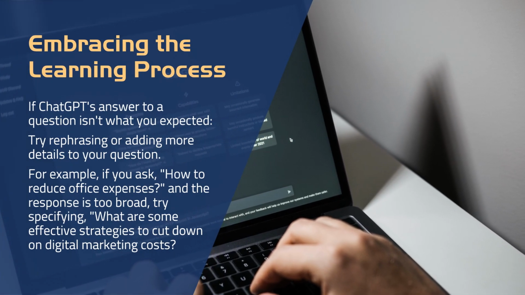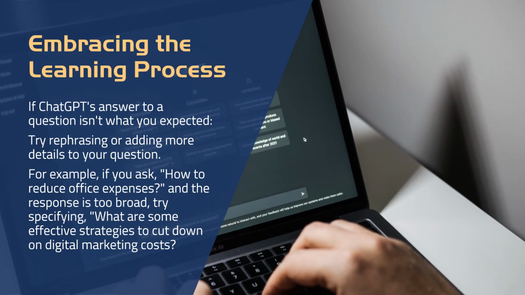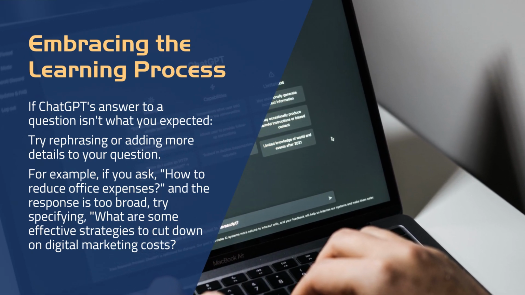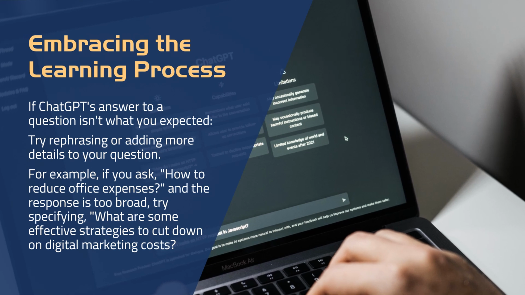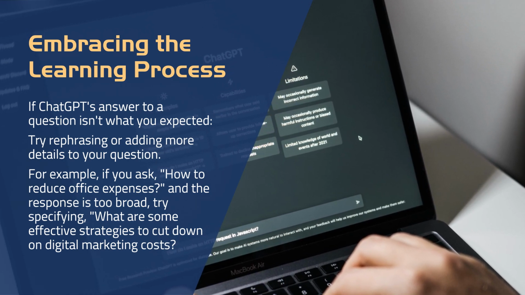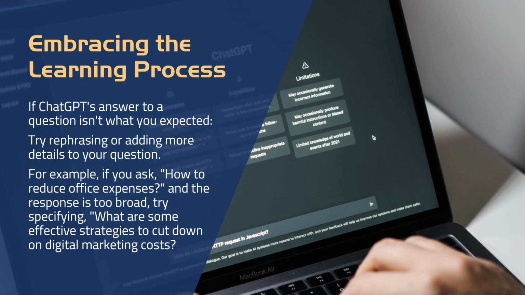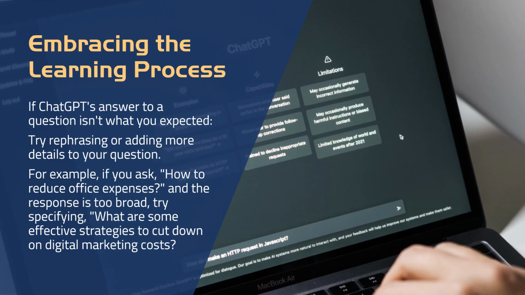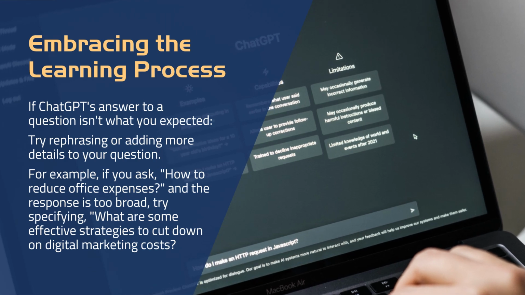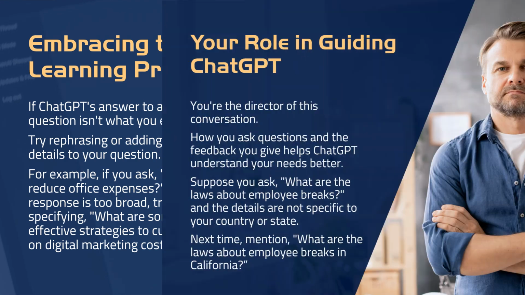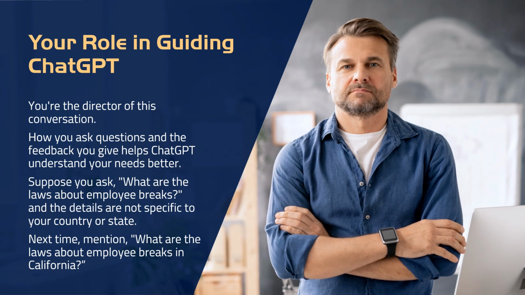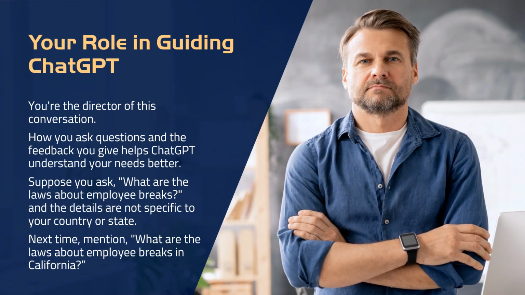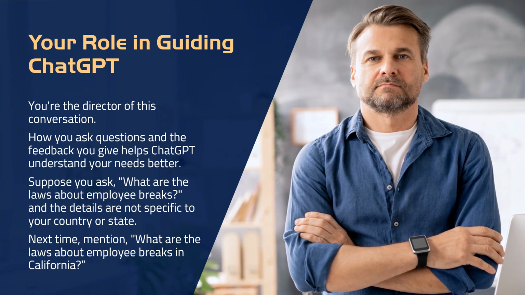If ChatGPT's response doesn't meet your expectations, view it as an opportunity for growth and learning. Experiment with rephrasing your question or providing additional details to refine the scope of the inquiry. So for instance, if your initial query about reducing office expenses yields a broad response, consider specifying your focus, such as inquiring about strategies to cut down on digital marketing costs. You're the director in this conversation, so your questions and feedback play a pivotal role in shaping ChatGPT's responses and understanding your specific needs.